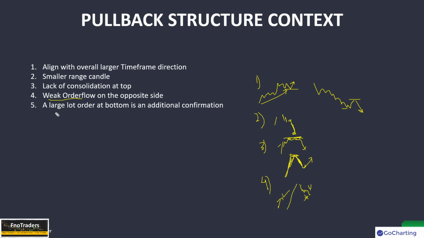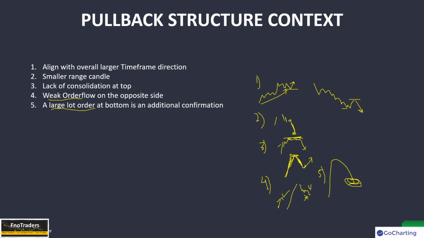And an additional confirmation, which may not always come but is a very good one, is a large lot trade at the low. If you're having a pullback and some large lot trades are getting stuck at the lows, it's a beautiful additional confirmation. If it is there, great. If it is not, it's fine. But these are the four or five clues we are looking for in general.